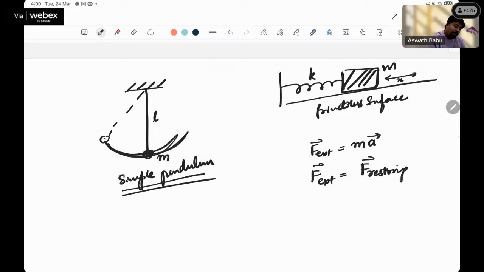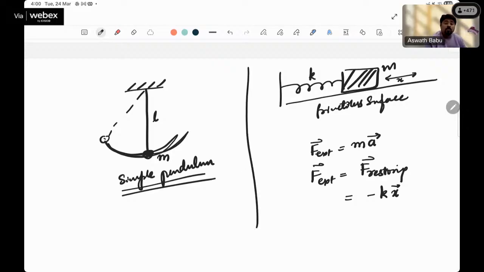By the way, the restoring force is equal to minus k, the spring constant, into how much extension you have applied. So k is the spring constant. The minus sign represents that it is exactly opposite to the external force. The spring constant creates a restoring force. So this is a spring constant system for you.